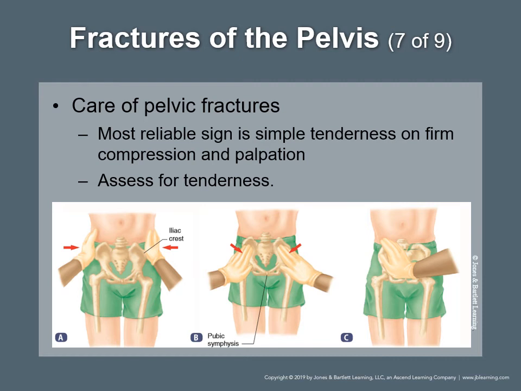Assess for tenderness by taking the following steps. Place the palms of your hands over the lateral aspect of each iliac crest. Apply firm but gentle inward pressure on the pelvic ring. With the patient lying supine, place the palm over the anterior aspect of each iliac crest. Apply firm downward pressure. Use the palm to firmly but gently palpate the pubic symphysis. The area will be tender if there is injury to the anterior portion of the pelvic ring.